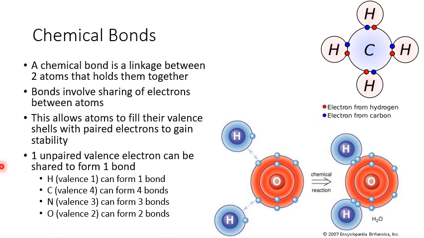Yeah, and just again to reiterate, however many unpaired electrons an atom has on its outermost electron shell, that's going to determine how many bonds it can form. Every one of those unpaired electrons in the outermost shell is able to make a bond and share with the electron from another atom to form a pair.